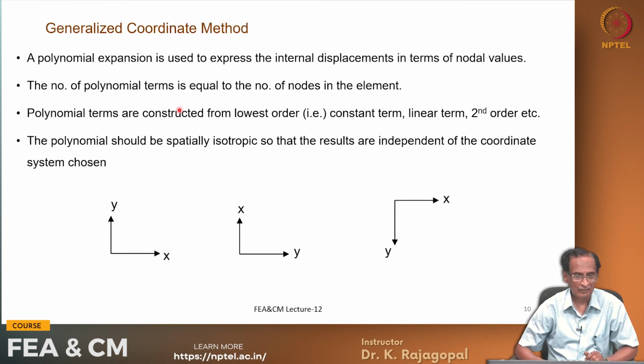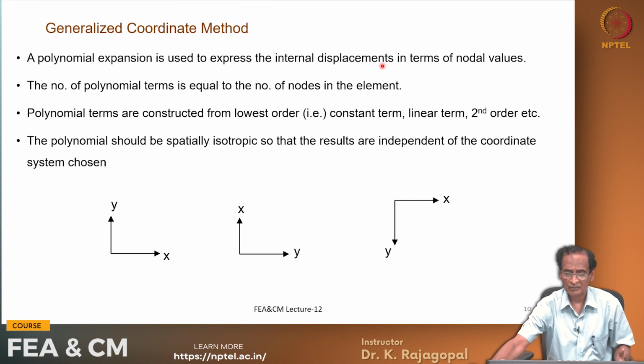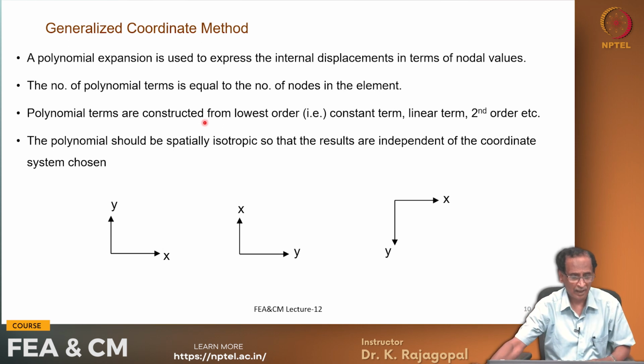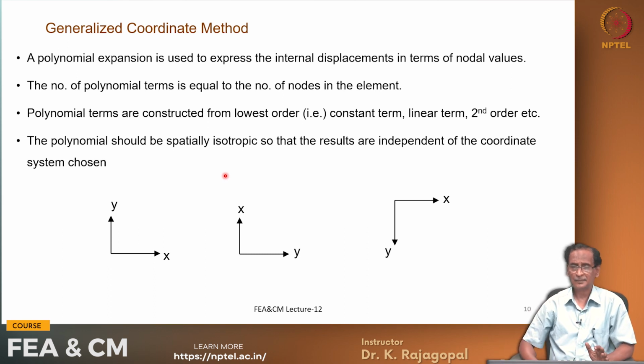Okay. So, our generalized coordinate method, the polynomial expansion, we use it to express the internal displacements in terms of the nodal values. Okay. And then the number of polynomial terms is equal to the number of nodes in the element, and then the polynomial terms are constructed from the lowest order, that is the constant term, linear, quadratic, cubic and so on, and the polynomial terms should be spatially isotropic, so that the results are independent of the coordinate system.